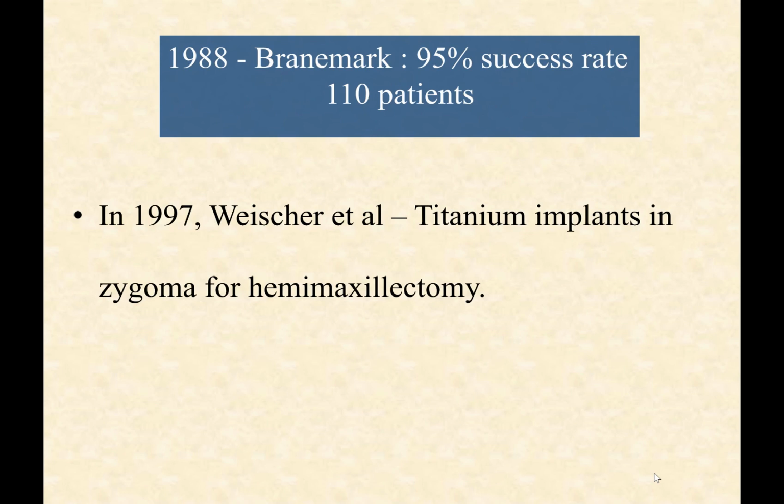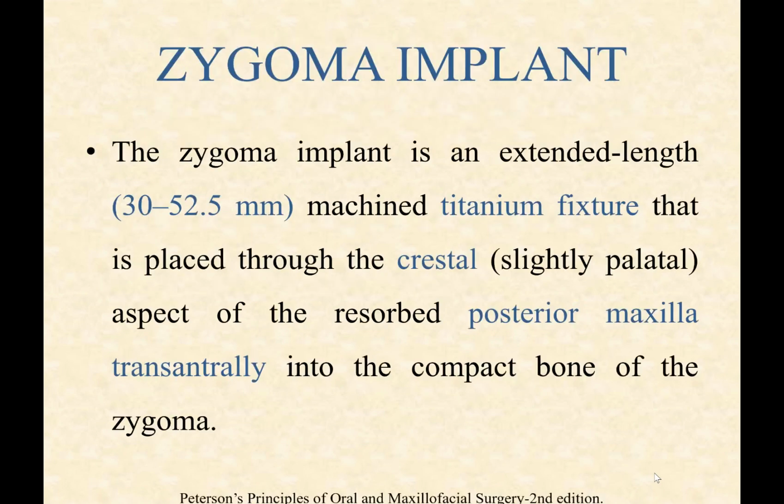In 1997, Weischer et al. used titanium implants in the zygoma for hemimaxillectomy cases. The zygoma implant is an extended length titanium fixture that is placed through the crestal slightly palatal aspect of the resorbed posterior maxilla, tangentially into the compact bone of the zygoma.